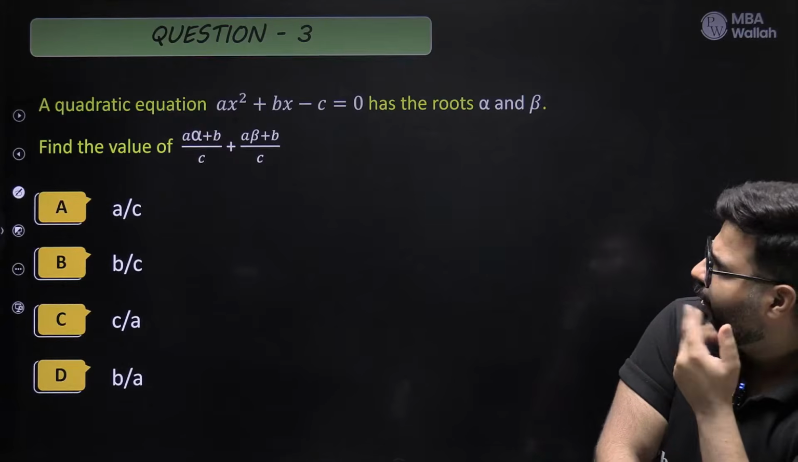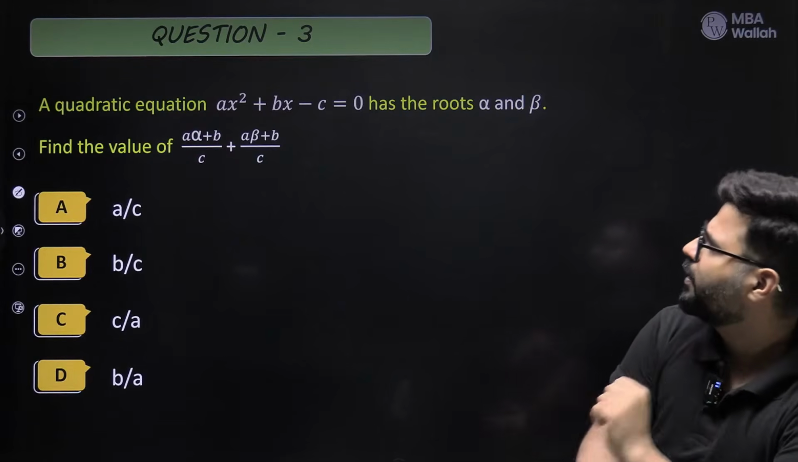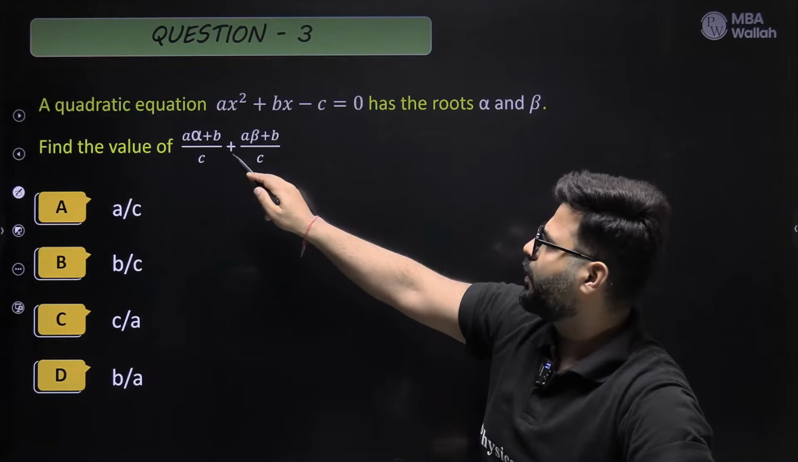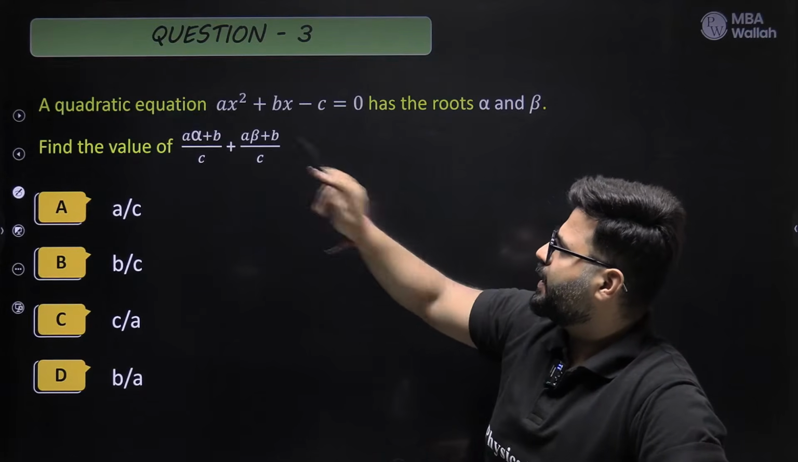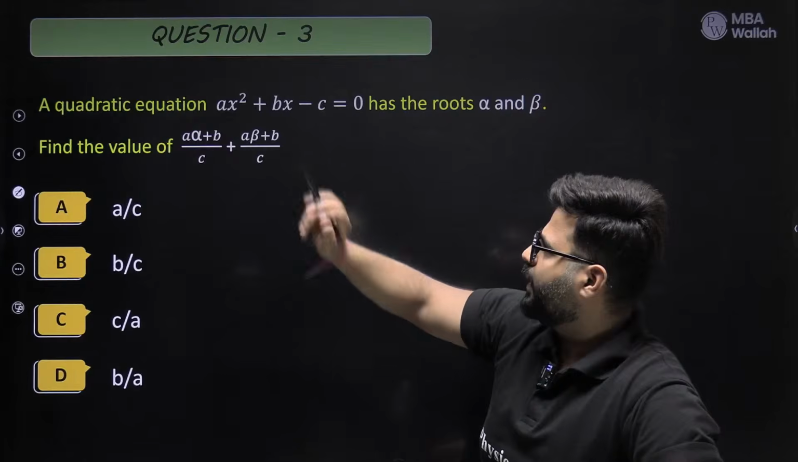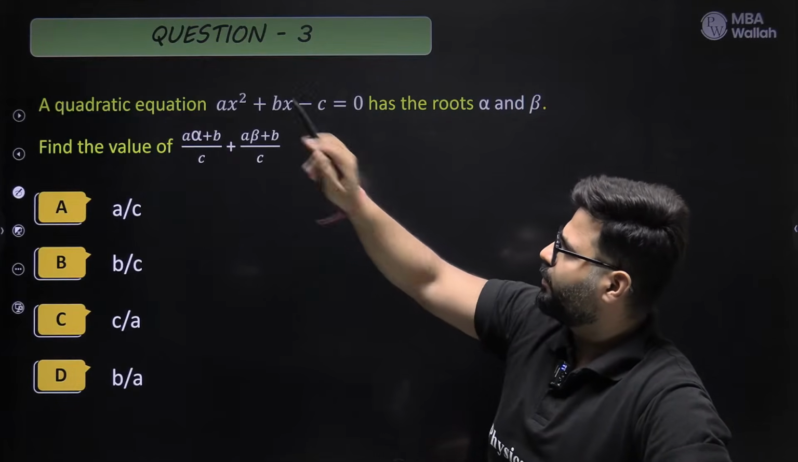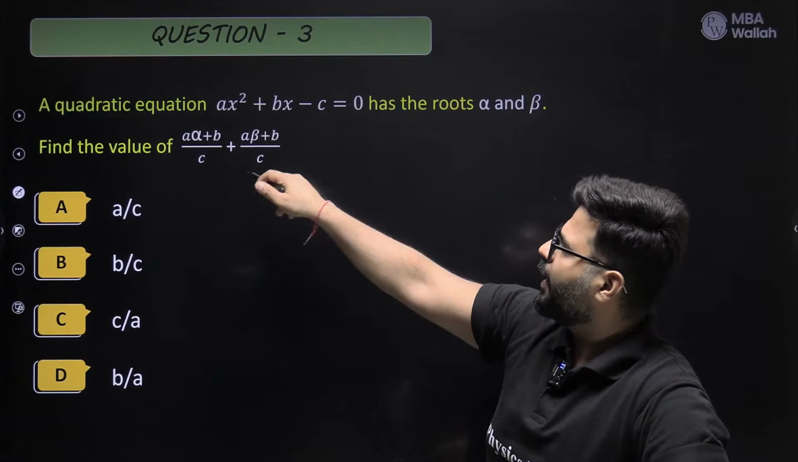This one is yes, fine. What I see before going ahead is that things look good. If I go ahead, the LCM will be very easily C, A will come common, I'll get alpha plus beta, which can be replaced by minus b by A. Then I'll have 2b. At the bottom, I'll have C.